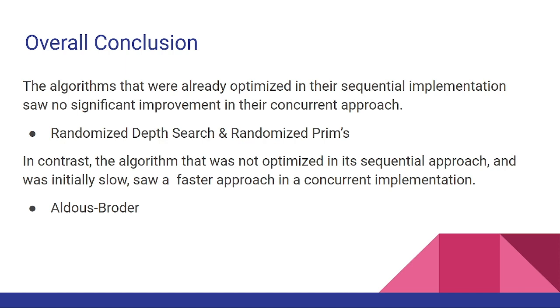Overall, the algorithms that were already optimized in the sequential implementation saw no significant improvement in the concurrent approach. This includes depth-first search and Prim's. In contrast, the algorithm that was not optimized in a sequential approach and was initially slow saw a greater improvement in the concurrent implementation, although the concurrent implementation was still much slower than both DFS and Prim's.